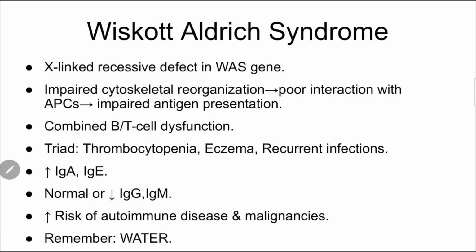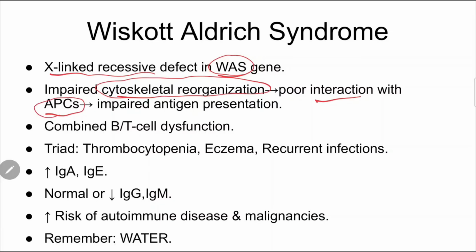All right, next we have Wiskott-Aldrich syndrome. I hope I'm pronouncing that right. This is due to an X-linked recessive defect in the WAS gene. The WAS gene is responsible for cytoskeletal reorganization. So what you have to know is that the T cells cannot properly reorganize their actin cytoskeleton. The point that I'm trying to make is that the cytoskeleton is important for the interaction of the T cells with the antigen presenting cells.